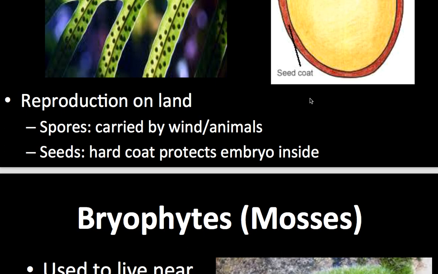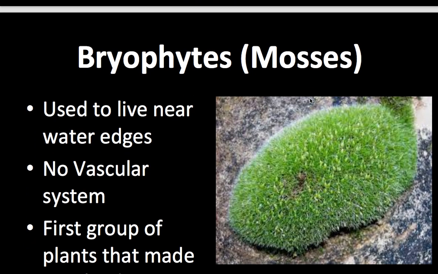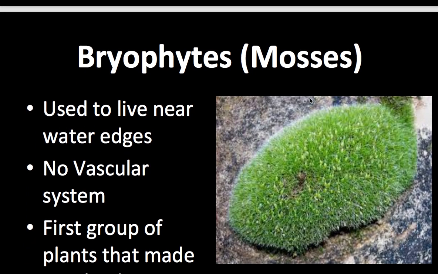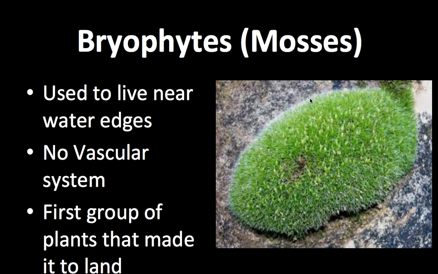So finally, the first group of plants that made it to land are known as bryophytes. An example is mosses. They used to live near water edges. They have no vascular system. They are the first group of plants that made it to land.